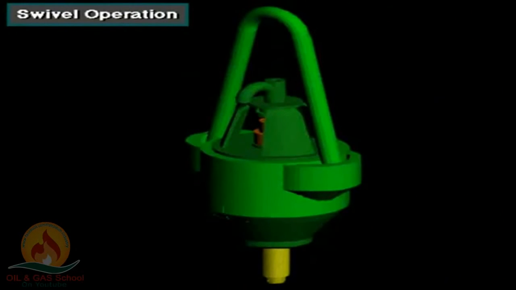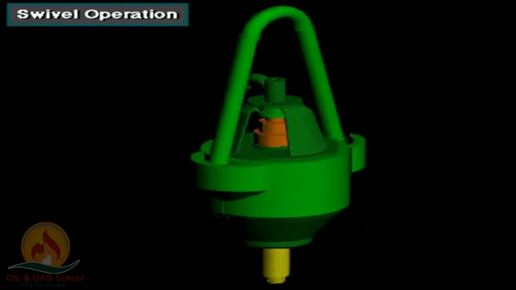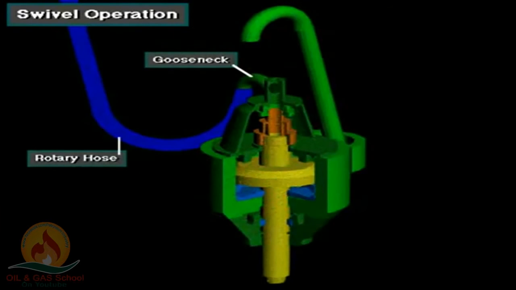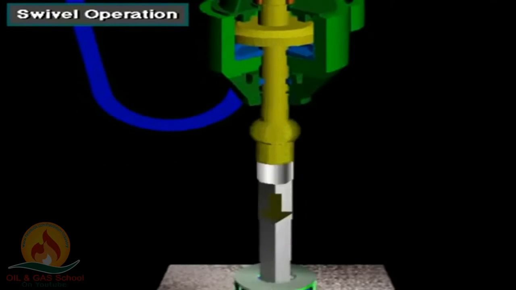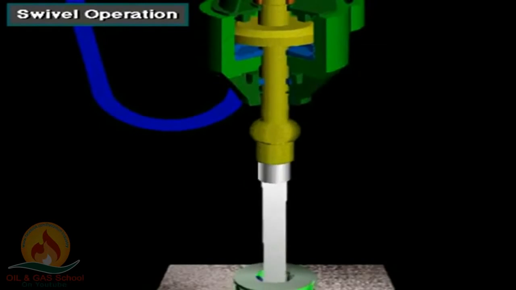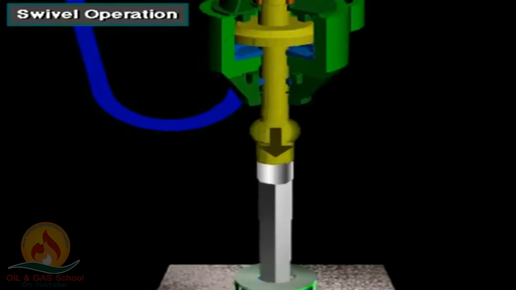Here is an isolated view of the swivel. The bail hangs the swivel from the hook, which is not shown. The rotary hose conducts drilling mud to the gooseneck. Mud flows through the gooseneck, down the wash pipe, and into the stem and drill string below.